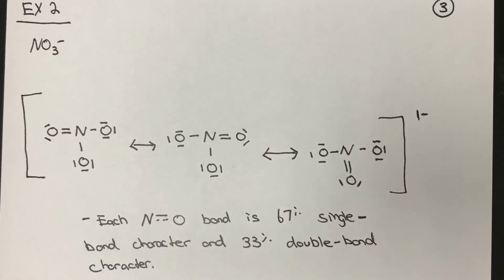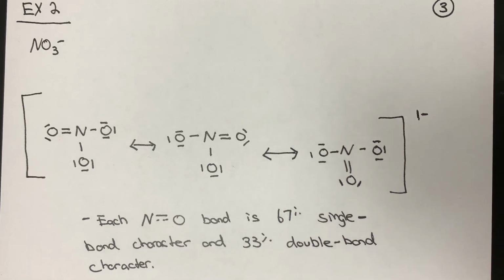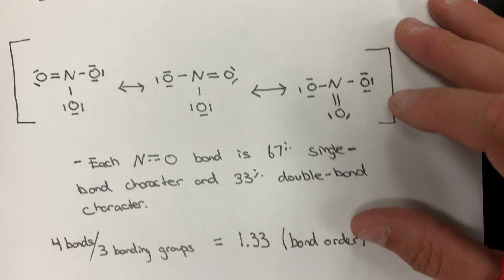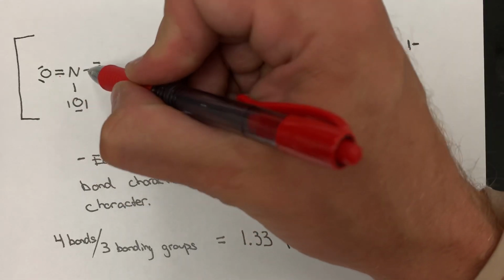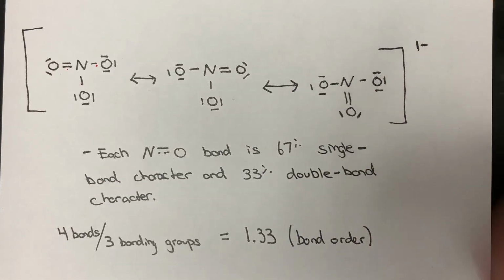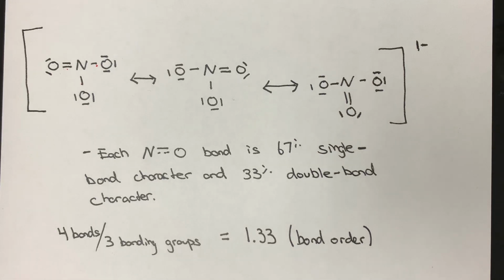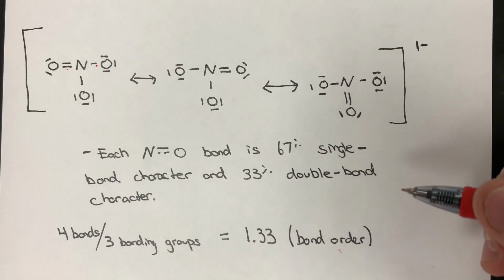And so what we find experimentally is that this NO bond, again attempting to show that it's not just a single bond, has about 67% single bond character and 33% double bond character. It's kind of somewhere in between, right? It's 8 electrons kind of migrating between 3 different bonding groups. And so in order to calculate the bond order, we see that there are 1, 2, 3, 4 bonds that are shared between 3 different bonding groups. 4 divided by 3, we find that the bond order is about 1.33.